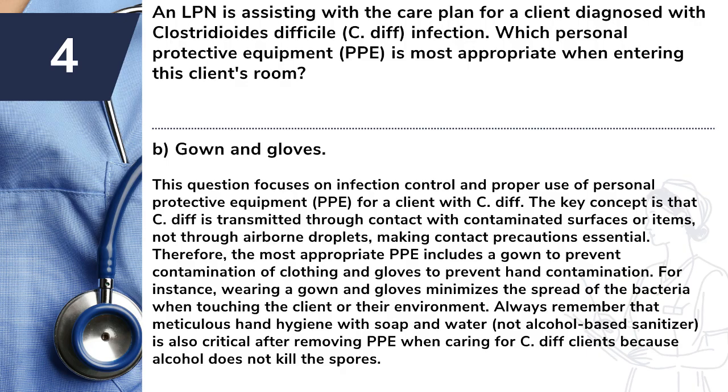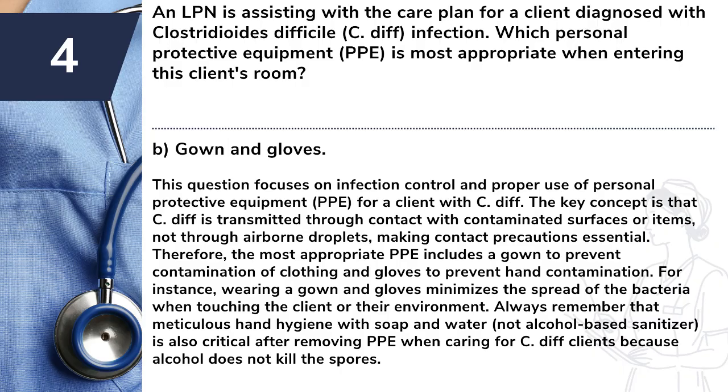Answer: B. Gown and gloves. This question focuses on infection control and proper use of personal protective equipment, PPE, for a client with C. diff. The key concept is that C. diff is transmitted through contact with contaminated surfaces or items, not through airborne droplets, making contact precautions essential.